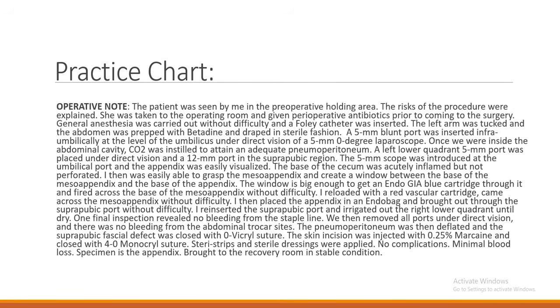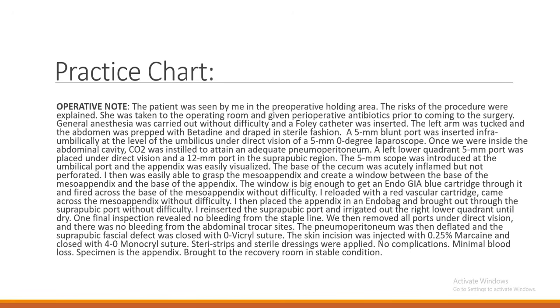Once we are inside the abdominal cavity, CO2 was insufflated to attain an adequate pneumoperitoneum. Okay. So CO2 gas. Whenever you see CO2 gas in the operative report, you need to understand the physician is performing a laparoscopic procedure. So this is not an open procedure. A left lower quadrant 5 mm port was placed under direct vision and a 12 mm port in the suprapubic region. Suprapubic means above the pubic area.